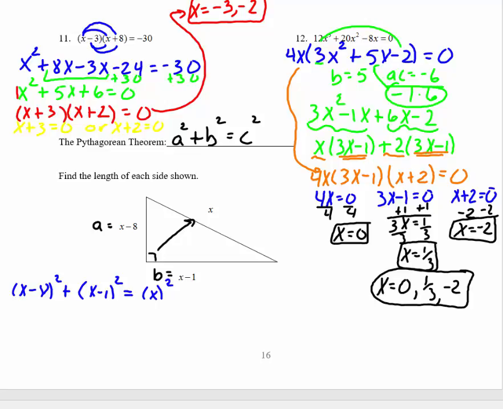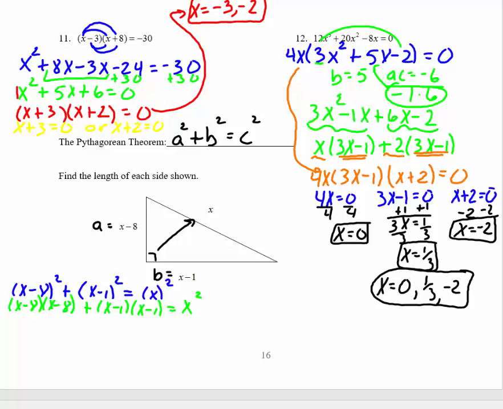Now, how do I do x minus 8 quantity squared? Well, that's when you have to do x minus 8 times x minus 8 and FOIL it all out. You're going to have to do the same thing with the x minus 1 quantity squared. It's x minus 1 times x minus 1. And the right side's nice. X squared is x squared.